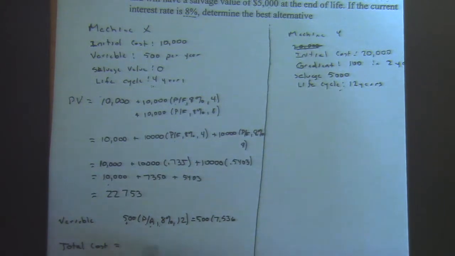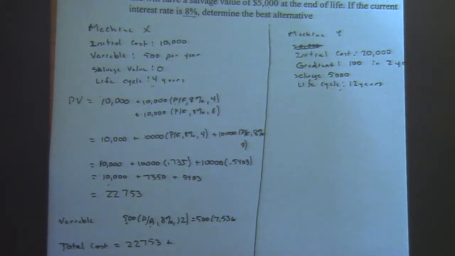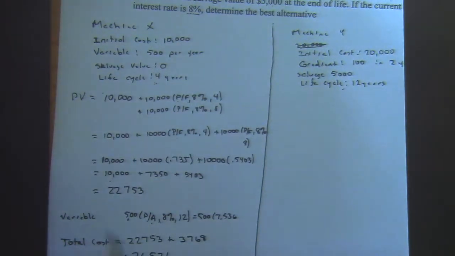And so our total cost of the first alternative is the $22,753 plus the 500 times 7.536 to give us $3,768. That means that our total cost of this alternative is $26,521. Okay. That means that if we choose alternative A, what we would have to have is $26,521 in the bank today in order to fully pay for this over the 12-year life cycle.